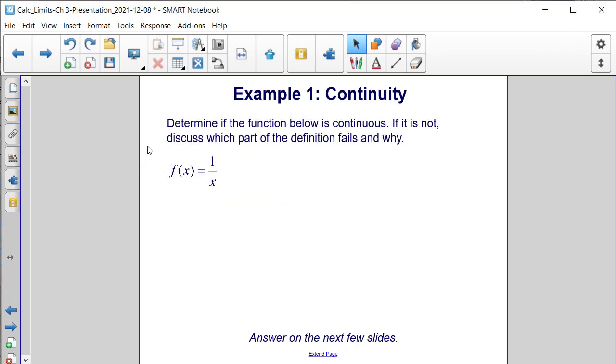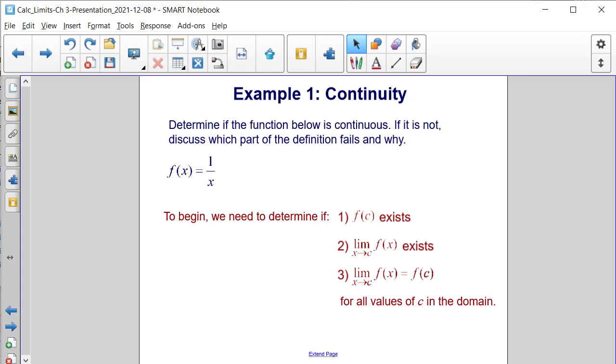Determine if the function below is continuous. If it is not, discuss which part of the definition fails and why. To begin, we need to determine if the function value exists at point c, if the limit of f of x as x approaches c exists, and then if the limit of f of x as x approaches c is equal to the function value at c for all values of c within the function's domain.